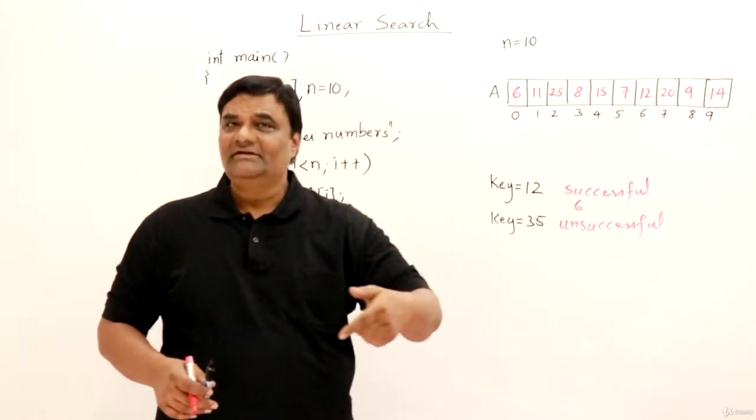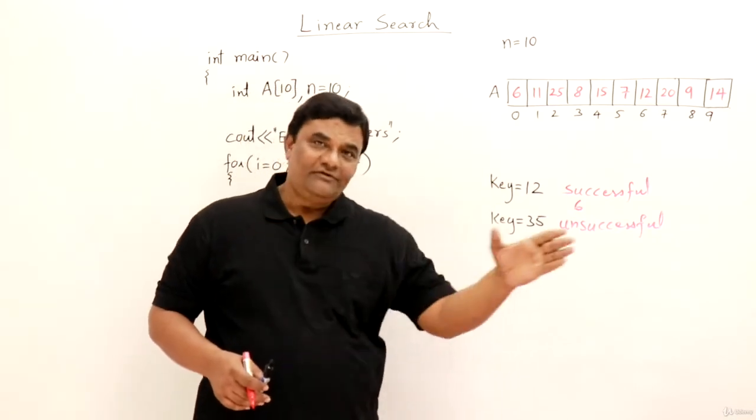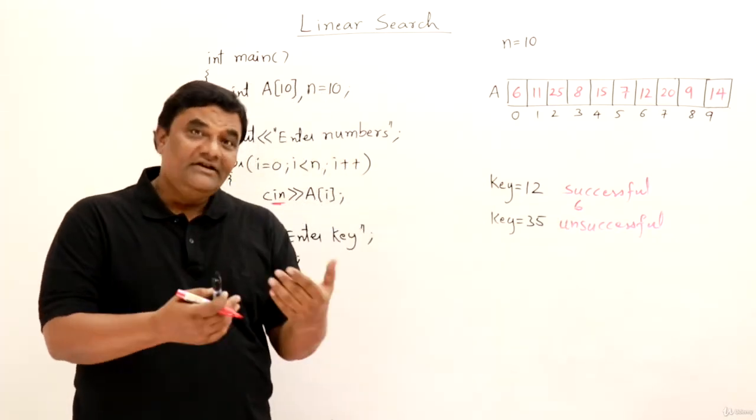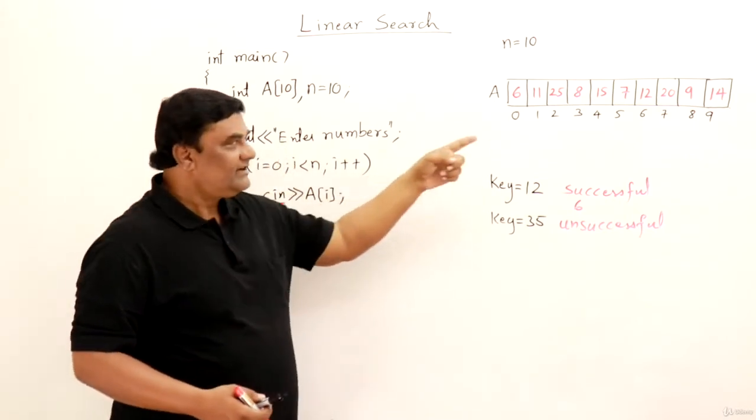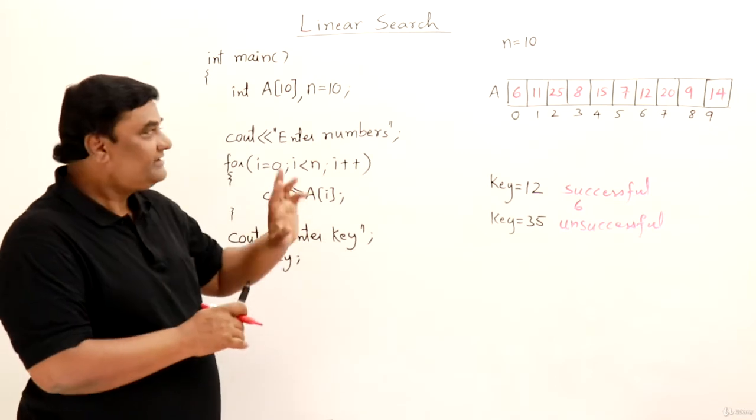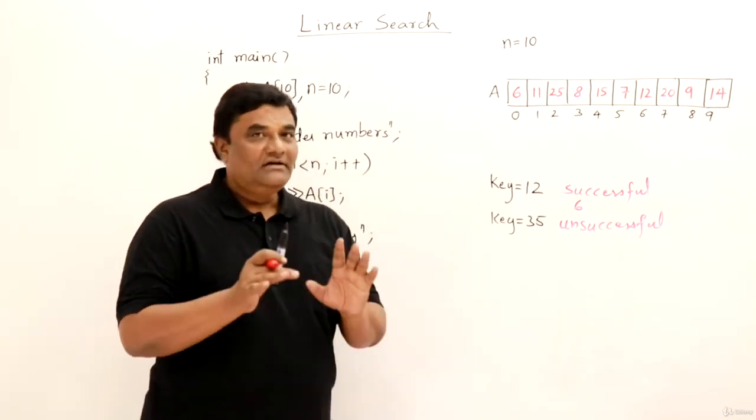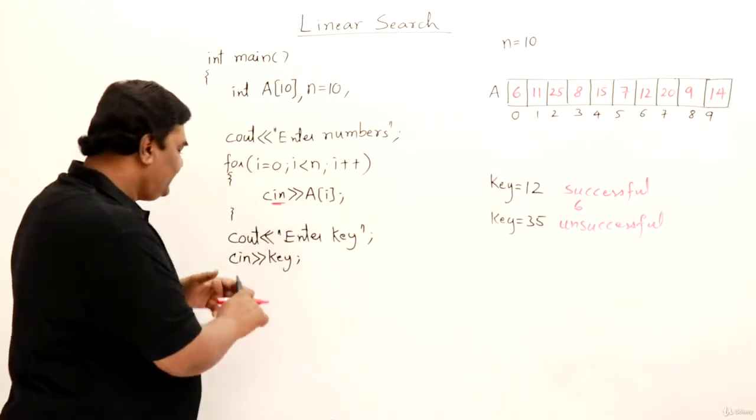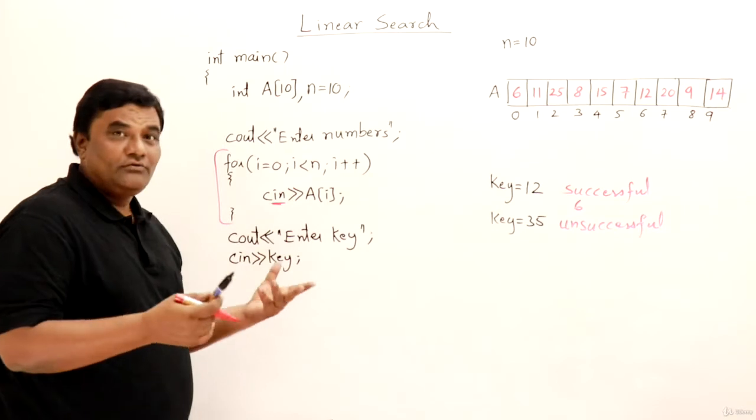In the previous examples, we have displayed the array and found the sum of all the elements. But now this time we are reading the elements from the keyboard into the array. So suppose these values are coming from the keyboard. So if you run this program, you have to enter the values 6, 11, 25, so on. You have to enter all the values. The next thing, after taking all these elements, here I am taking key also, what you want to search.